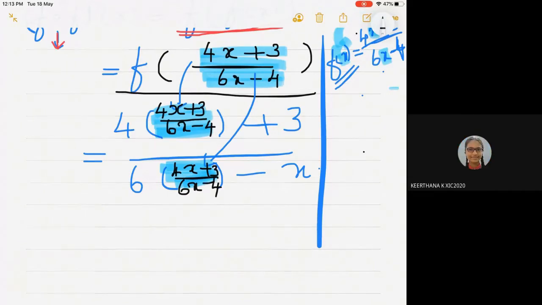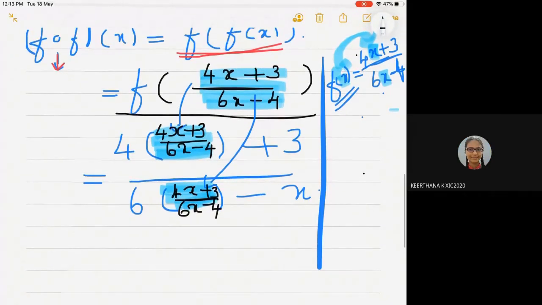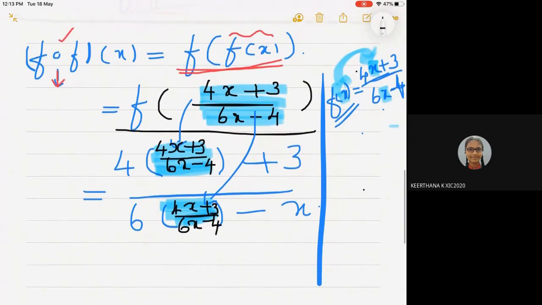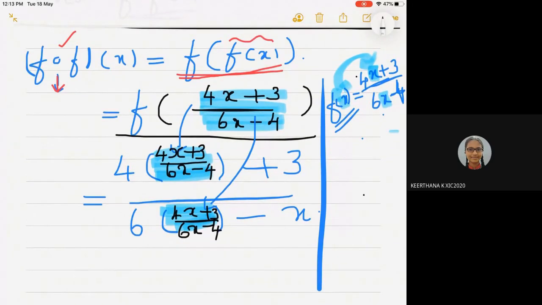Ma'am, in the denominator, it should be minus 4, no, ma'am? I've written minus x. Yeah, correct. So it should be minus 4.